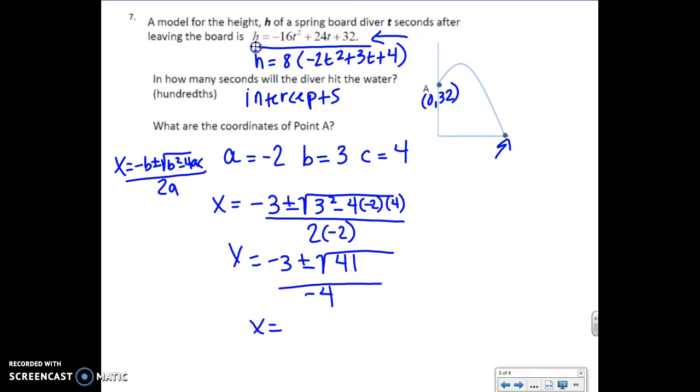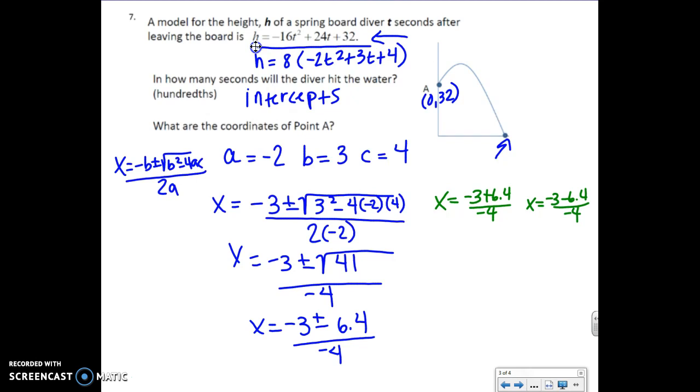And if I find the square root of 41, you're going to have a calculator, so you'll be able to do that. It is 6.40, so I'm just going to write 6.4. Remember that you have to then split it up into two problems. So we have x equals negative 3 plus 6.4 over negative 4. And x equals negative 3 minus 6.4 over negative 4.